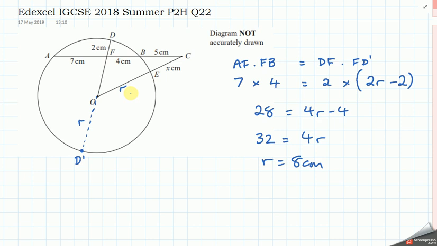Wait, why did we do 2r in the beginning if we're minusing 2? Oh, that one is because we want to go from the F to the D. Well, we can't actually say anything about this length, but we can say that DO is a radius. OD dash is a radius, so that's the 2r. But we only wanted to go as far as F, so we're 2 centimetres shorter. That's why we get the 2r minus 2. Yeah? In this question, that's only worth 2 marks out of 5 so far.